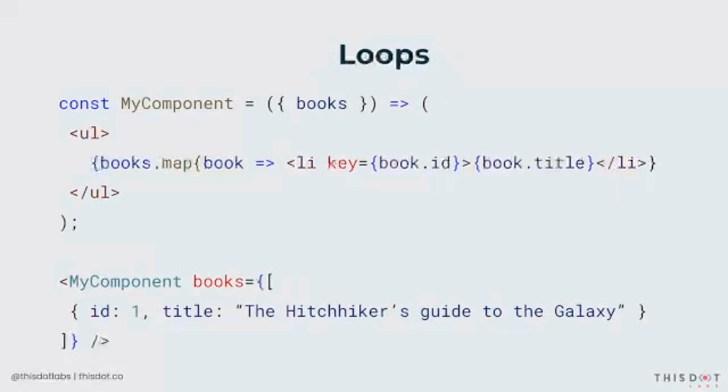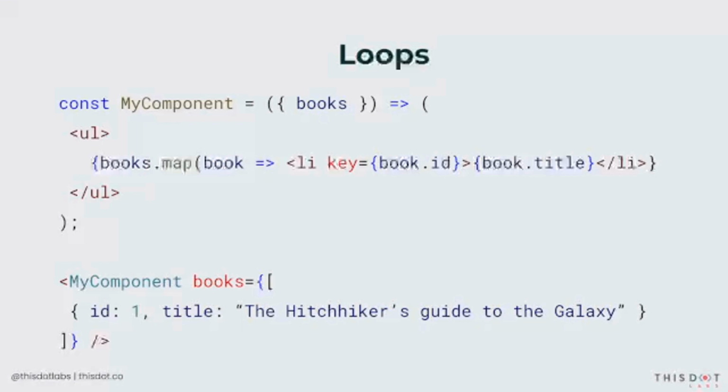In this last part of this chapter, we're going to go over loops. So again, we have our my component element, or component. It's hard to say my component, and it takes a books property. It renders an unordered list, and in there it maps over all the books we've passed. So books needs to be an array, and then for each book it will render a list item with the book's title.